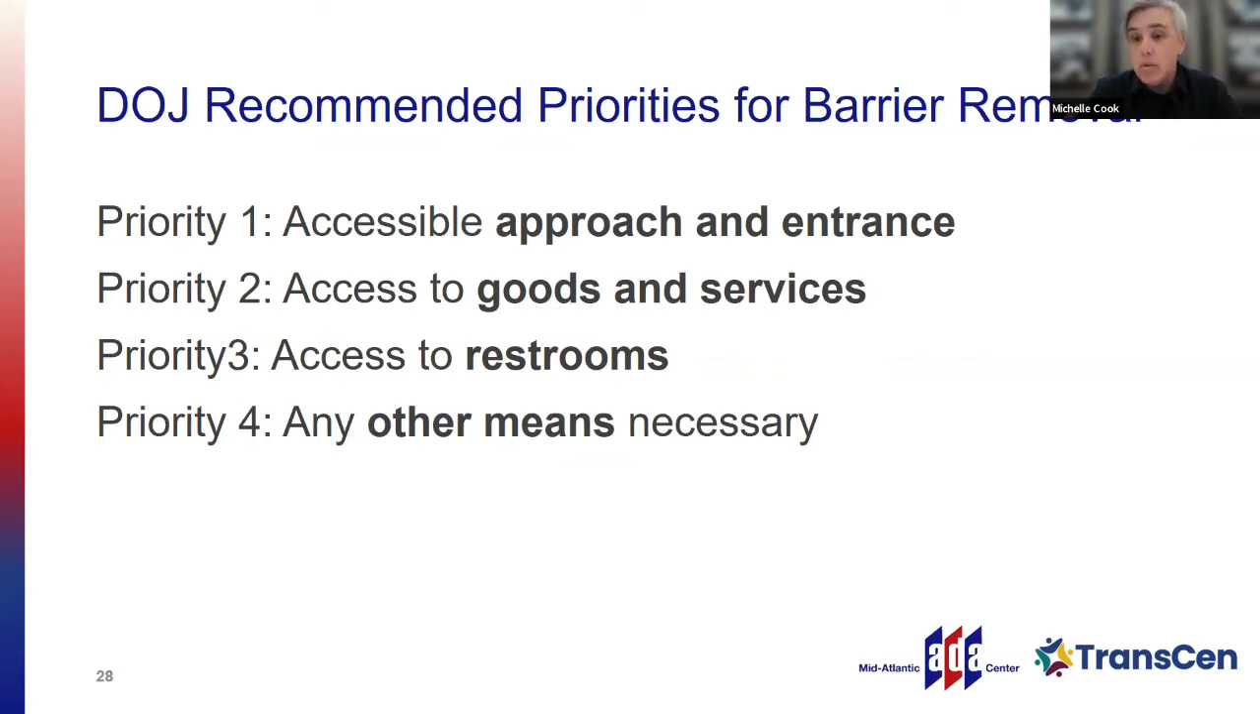Priority number three is access to restrooms. Always a good idea to focus on access to restrooms and public amenities that are critical to health, life, safety. And then priority four, any other means necessary. You know the ins and outs of what you do and the services that you provide within your agency, entity, business, facility, whatever it is that you do. You know that information the best. So whatever people are most commonly utilizing, whatever folks are meant to take away as the big aha or benefit from experiencing all that you have to offer, focus on those areas and you'll have a high return on investment.